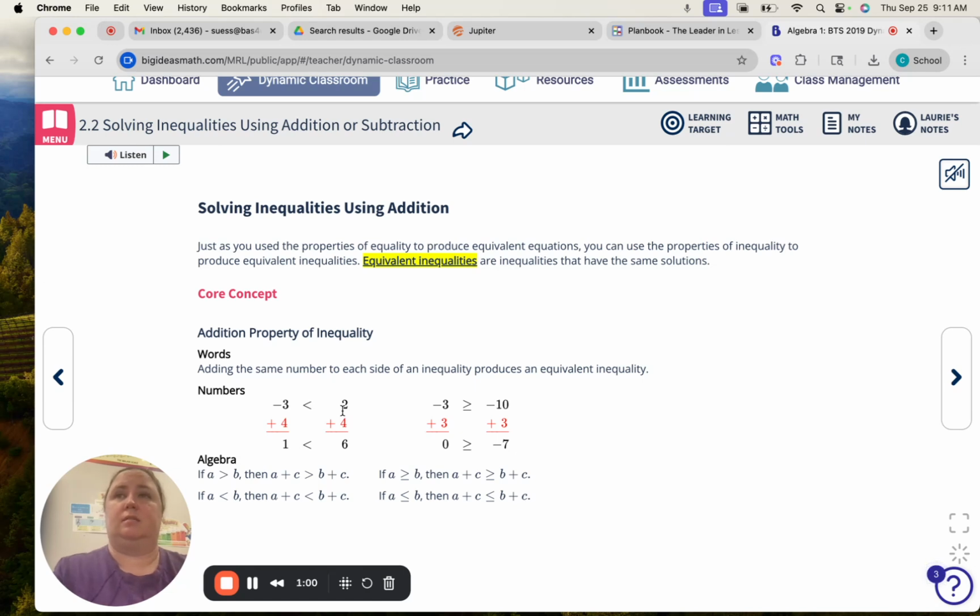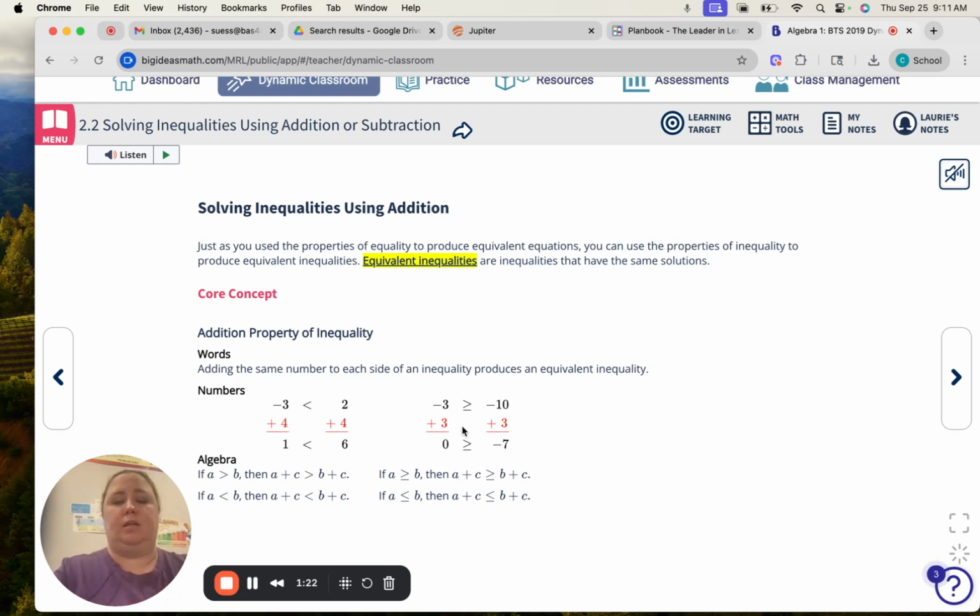Is that correct? Yes, negative 3 is smaller than 2. If I add 4 to both of those, is my statement still correct? I would get 1 is less than 6. Is that still correct? Yes. So that is the definition of an addition property of inequality. Whatever you add to both sides, the statement should still be true.